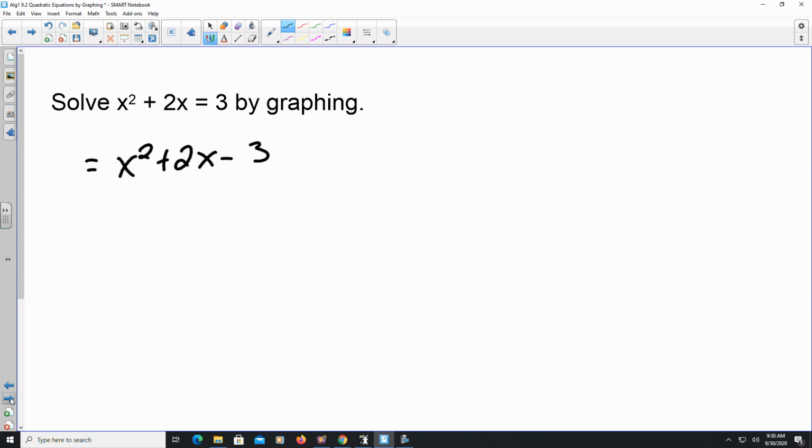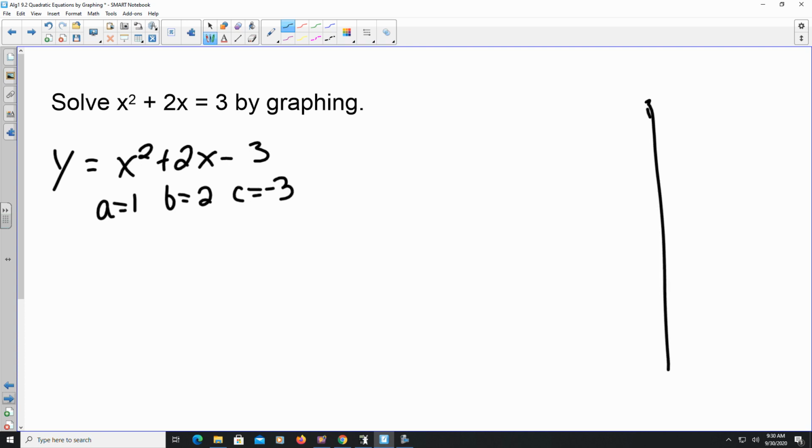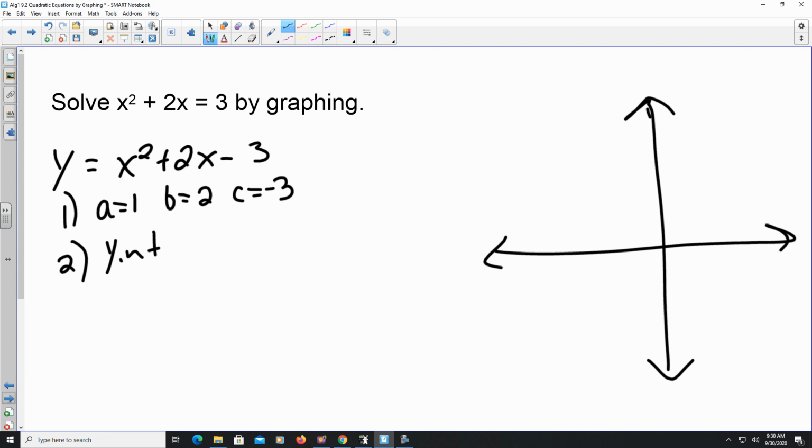I'm going to set this equal to y instead of equaling 0 right off the bat. So in this particular instance, a is 1, b is 2, and c is negative 3. So I start my graph. So that's the first thing. The second thing is my y-intercept, and that's 0 comma negative 3. So we'll say that it's right about there.